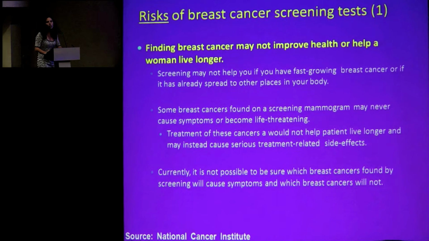So what are the current known risks of these kinds of breast cancer screening tests that have been observed through the clinical trials that we have been doing across time? For example, finding breast cancer may not improve health or help a woman live longer. So it may, but maybe it may not, depending on the woman. Screening may not help you if you have a fast-growing breast cancer or if it has already spread to other places in your body. Some breast cancers found on a screening mammogram may never cause symptoms or become life-threatening, which could be an example of overdiagnosis, as we mentioned earlier. And currently, it is not possible to be sure which breast cancers found in screening will cause symptoms and which ones will not.